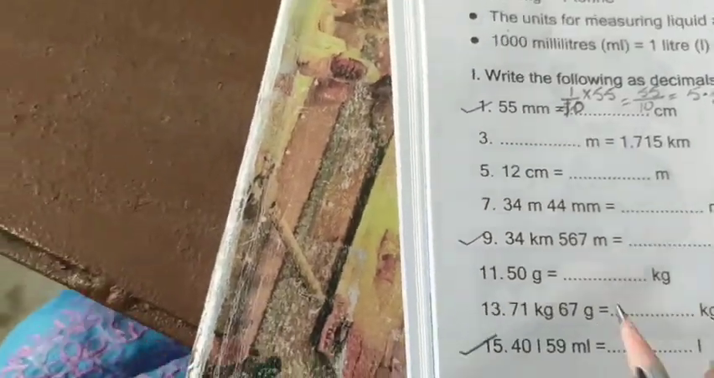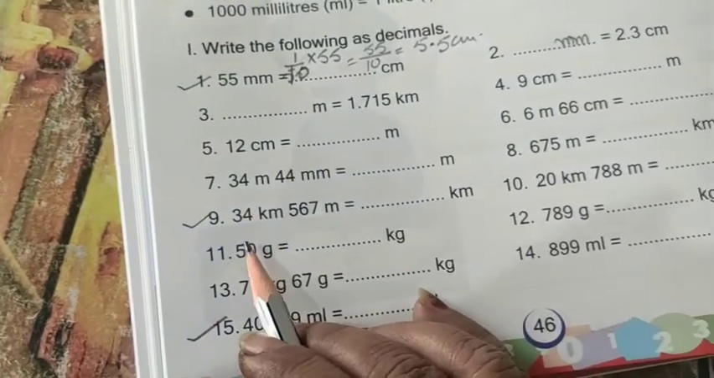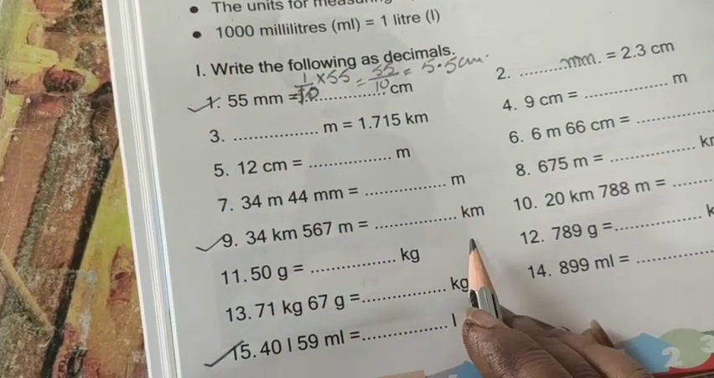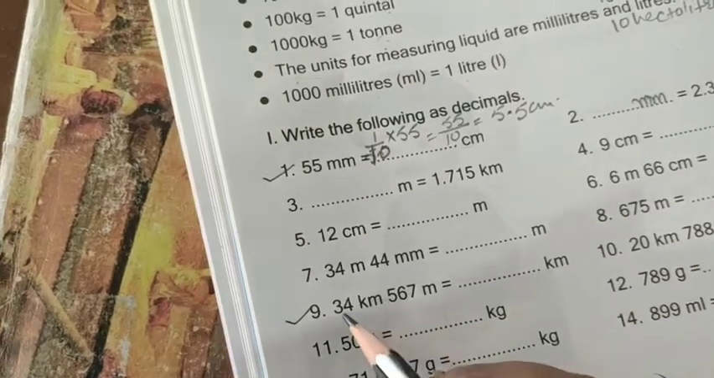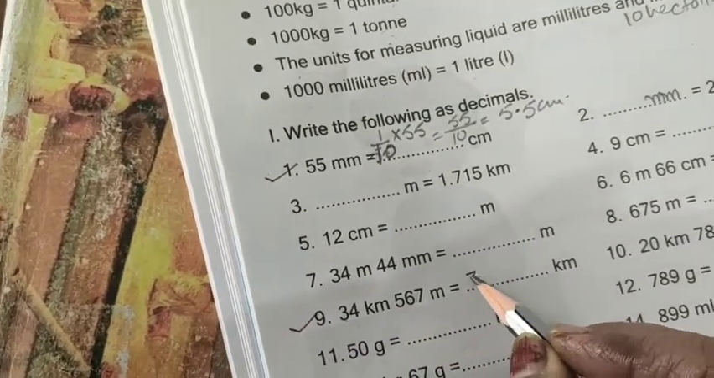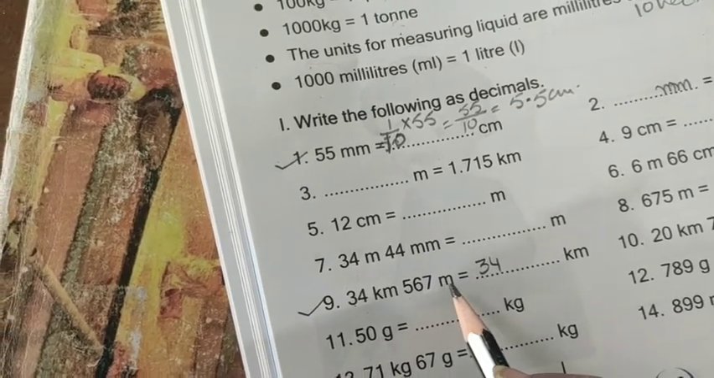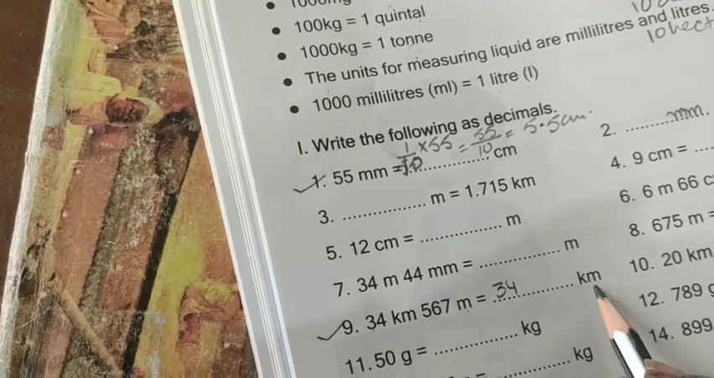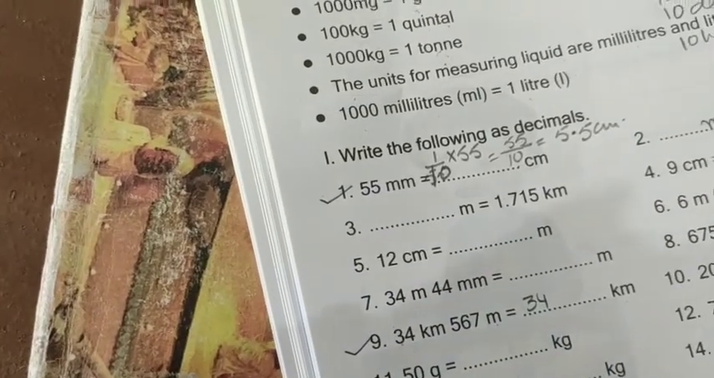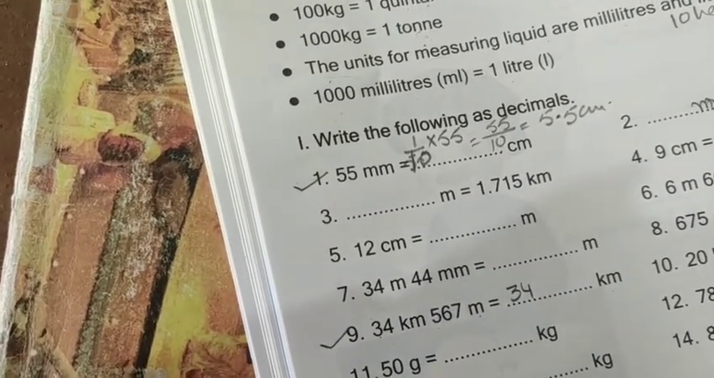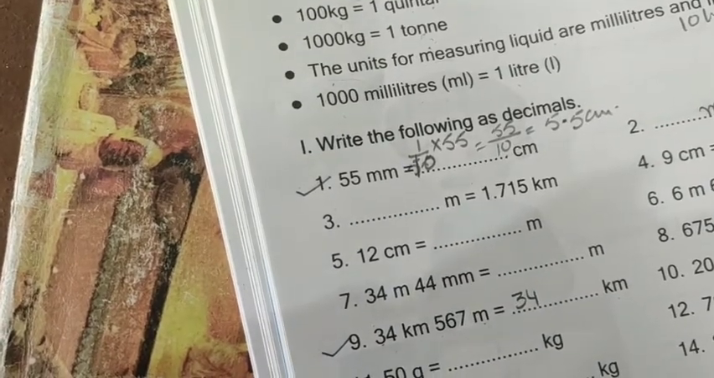Now come to question number 9. 34 kilometer, 567 meter. We have to convert this into kilometer. Now 34 kilometer remains as it is, 34 kilometer. Now 567 meter, we have to convert that into kilometer. Now we know that 1000 meter equals to 1 kilometer.